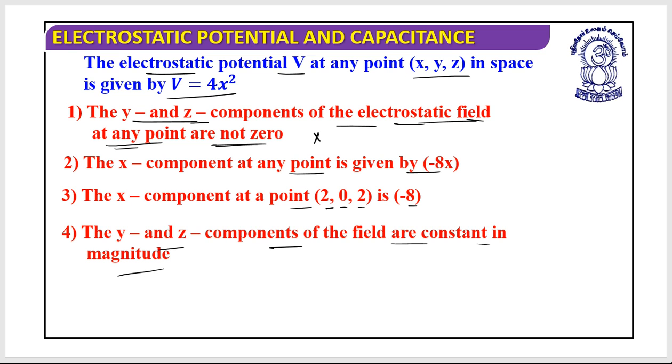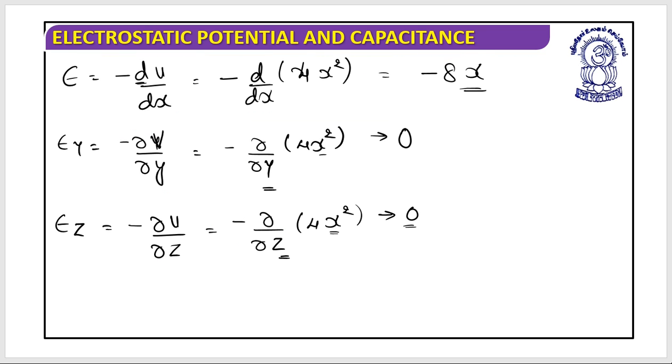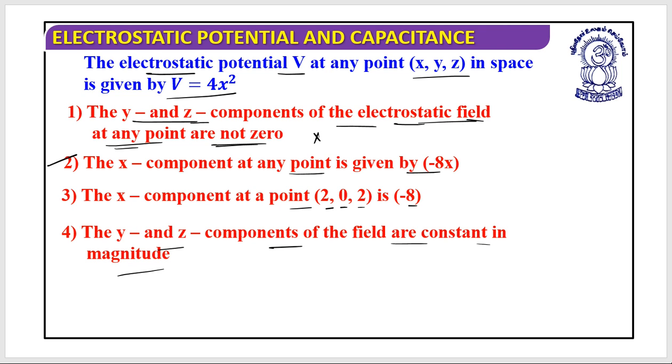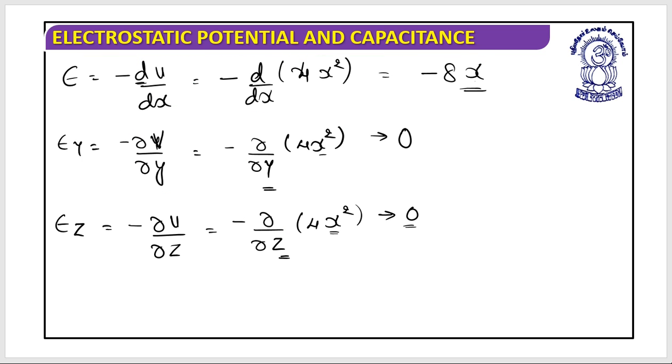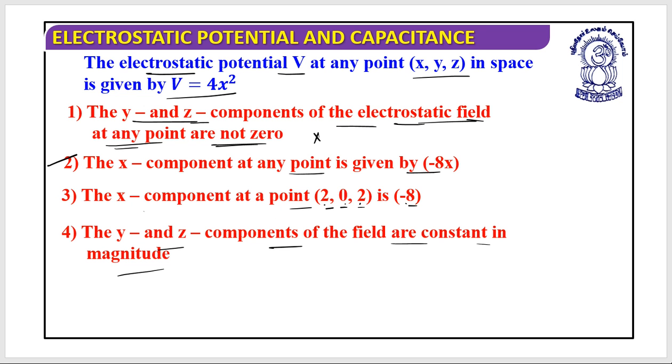The x component of any point is given as minus of 8x. Yes, that is what we have pointed. This would be correct. The x component at a point 2 comma 0 comma 2 is minus it. Is it? No. If I put a 2 here, it would be a minus of 16. They are talking about minus x. So this would be incorrect.